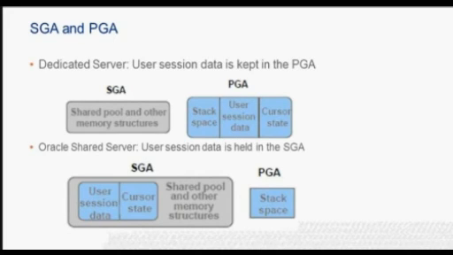Next is SGA and PGA. The contents of the SGA and PGA differ when dedicated servers or shared servers are used. The text and parsed form of all SQL statements are stored in the SGA. Cursor state contains runtime memory values for the SQL statements, such as rows retrieved. User session data includes security and resource usage information. The stack space contains local variables for the process.